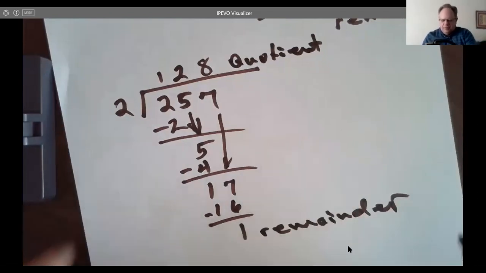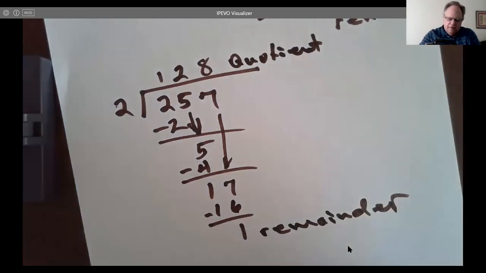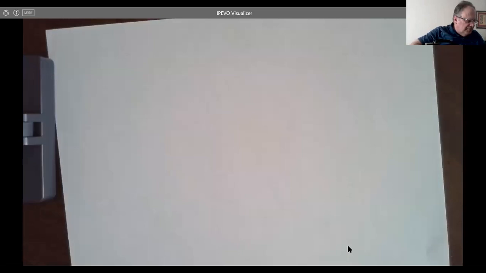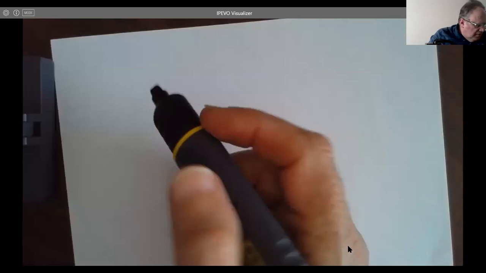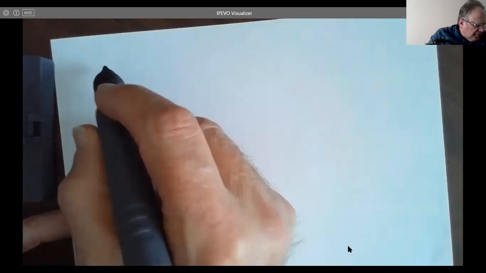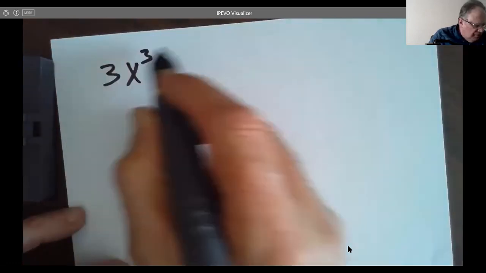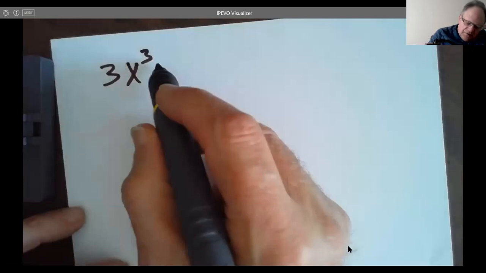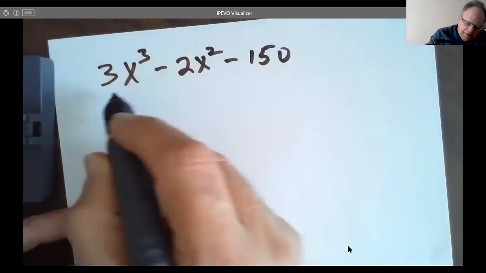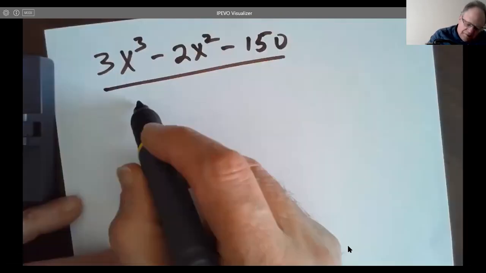Well, the same process is used in dividing polynomials as well. So let's look at an example where we're dividing polynomials. Here we have 3x cubed minus 2x squared minus 150 over x minus 4.